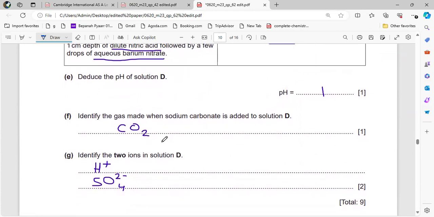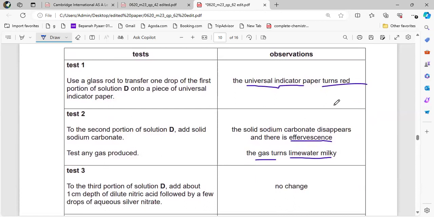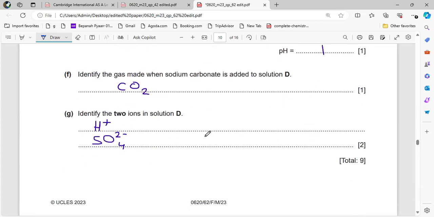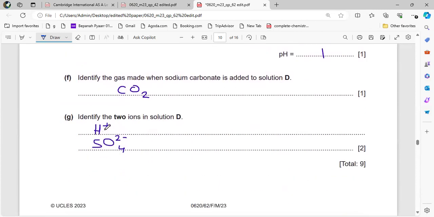Identify two ions in solution D. Now, two ions which are present. From the universal indicator turning red, I told you that it can be an acid. So acid contains which cation? Always H plus. And the second one, that is the anion, we get it from test 4. That was sulfate ions. So it is H plus and SO4 2 minus ions present.